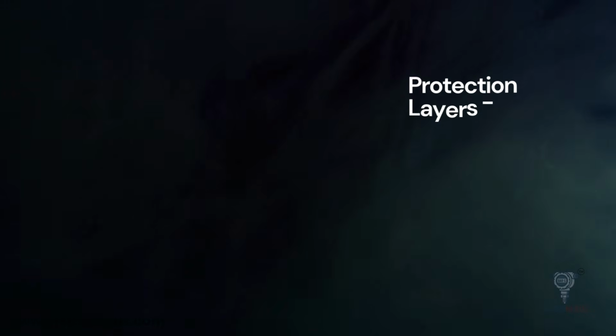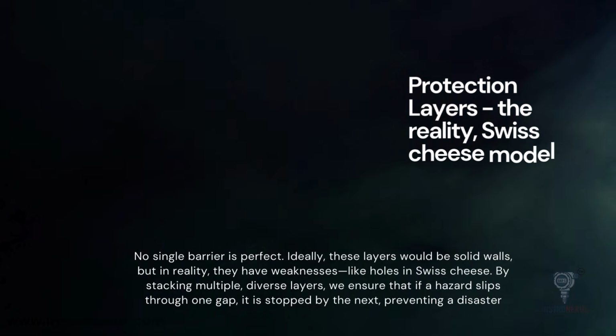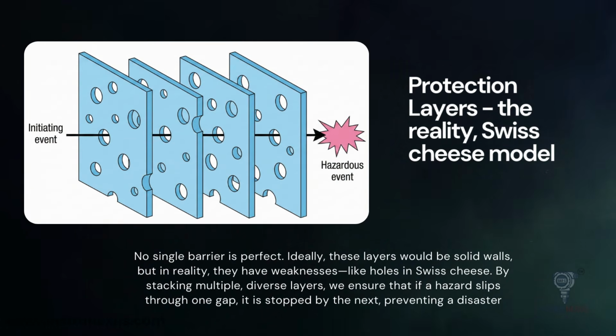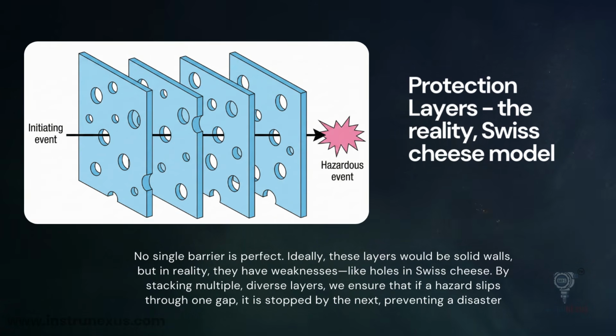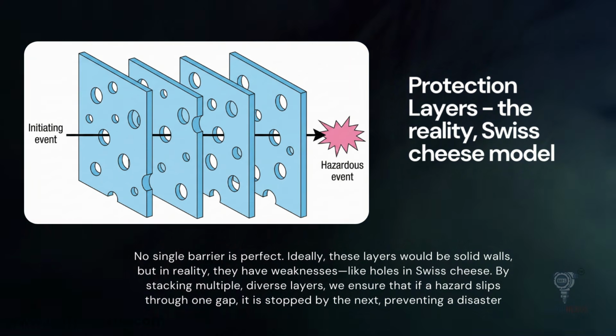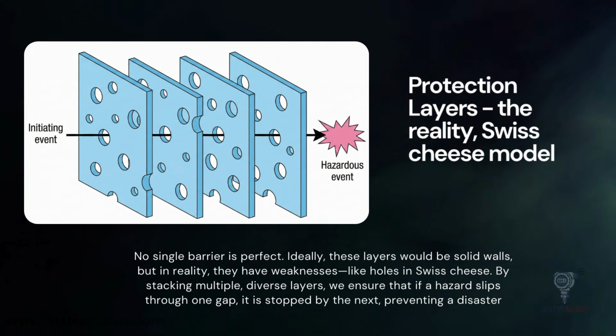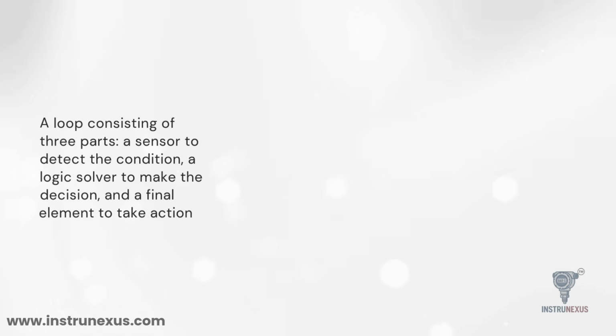We protect our facilities using a defense in depth strategy, visualized here as 9 layers, starting with basic process controls at the center and moving outward to emergency response. However, no single barrier is perfect. Ideally, these layers would be solid walls, but in reality, they have weaknesses, like holes in Swiss cheese. By stacking multiple, diverse layers, we ensure that if a hazard slips through one gap, it is stopped by the next, preventing a disaster.